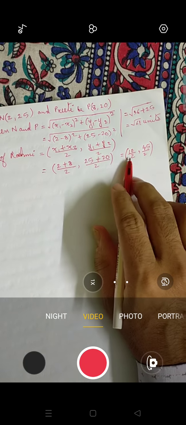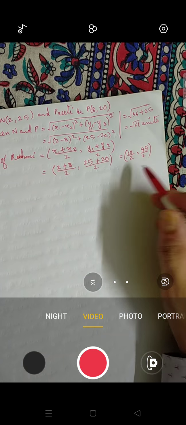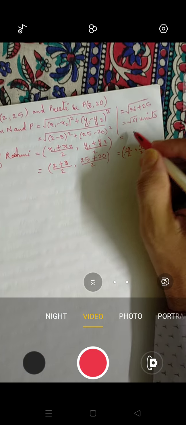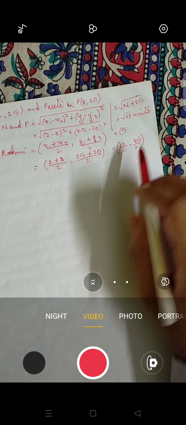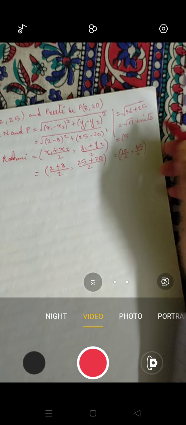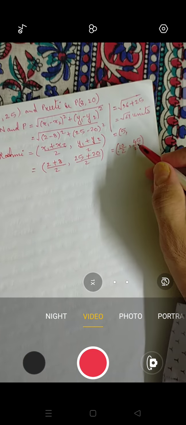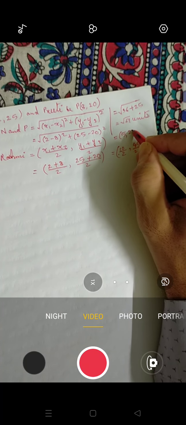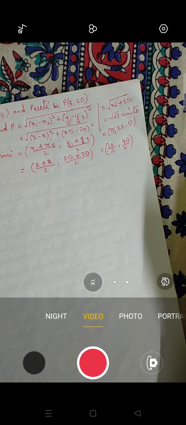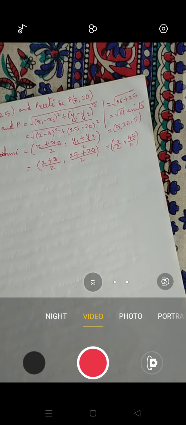Now you can see that this can be cancelled. So if you cancel this, I am writing it over here to save my page. So this will become 5, and if you want to divide this one, you can divide also. Otherwise, you can write it this way also, your choice. So I can write this as 22.5, or simply you can keep 45 by 2, your choice. Both are correct. Fine. Now let's move to another question.